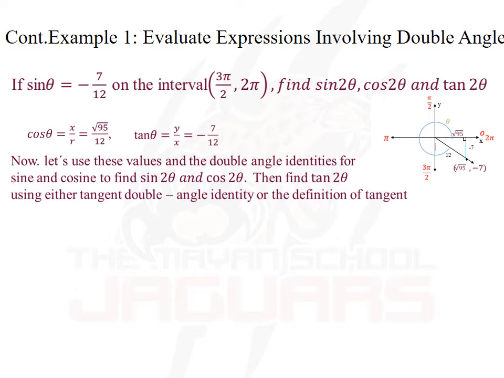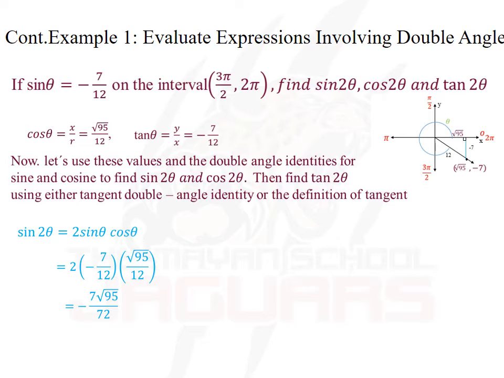So let's begin finding the sine of 2 theta. If you check the identity, it says that sine of 2 theta equals 2 times sine of theta times the cosine of theta. We already know both values. The sine of theta is negative 7 over 12, and the cosine of theta is the square root of 95 over 12. So we replace all these values, and now we need to simplify this expression, and the answer becomes negative 7 square root of 95 over 72.